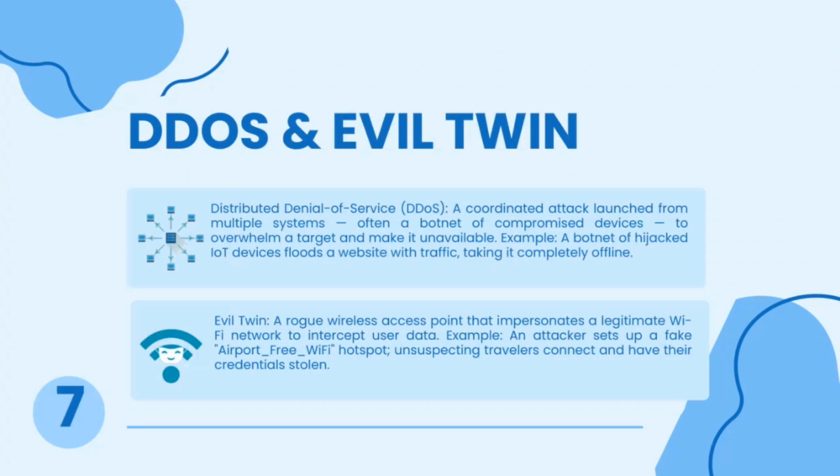Let's talk about two common cyber threats: the evil twin and distributed denial of service, or DDoS attacks. An evil twin is a fake Wi-Fi hotspot that pretends to be a real network. Imagine a hacker setting up airport free Wi-Fi to trick travelers into connecting. Once connected, their data can be stolen. On the other hand, a DDoS attack uses many compromised devices, often a botnet, to flood a target with traffic until it crashes. Both are about disruption, but one steals data, the other shuts things down.